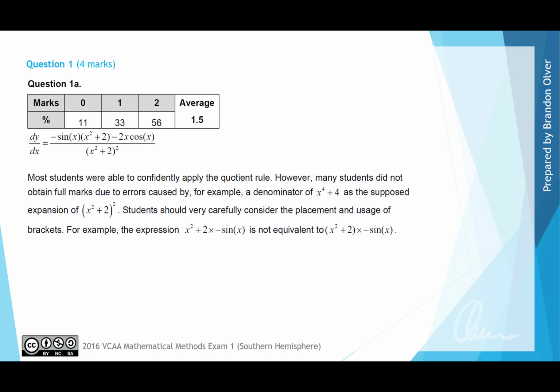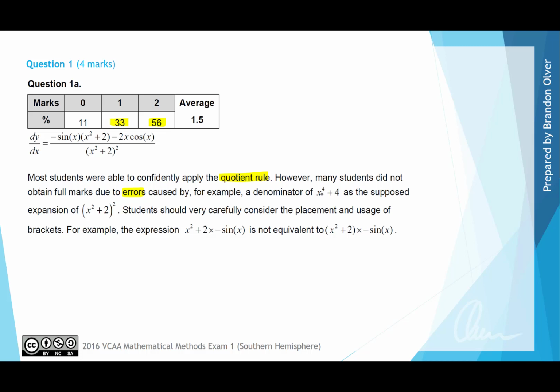From the examiner's report, we can see that 56% of students received 2 marks, while a third of students received 1 mark for this question. Around 11% of students received 0 marks. And the examiner noted that most students were confidently able to apply the quotient rule, which is what we used on the previous slide, and that formula is available on the formula sheet. However, many students did not obtain full marks due to errors in their working.